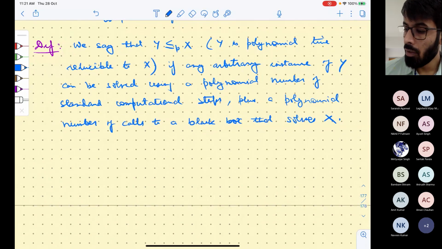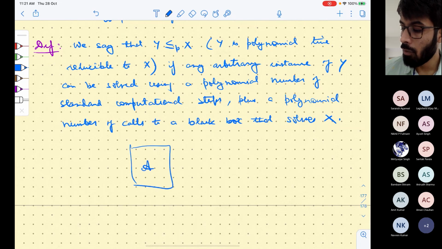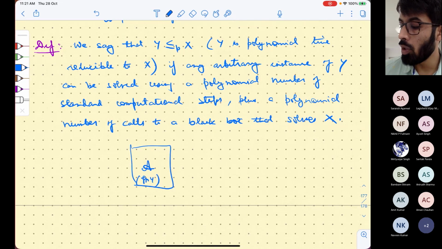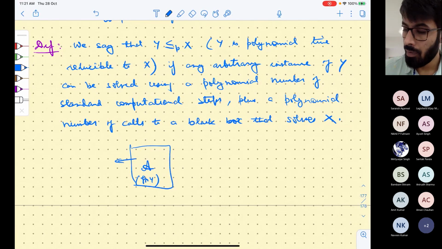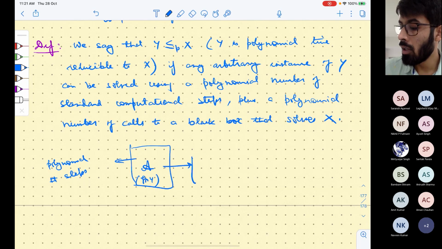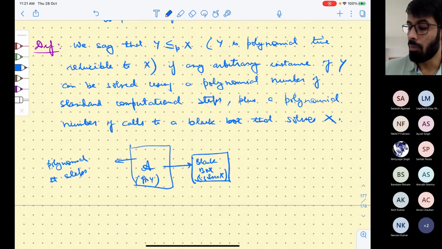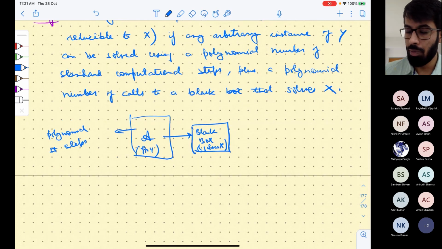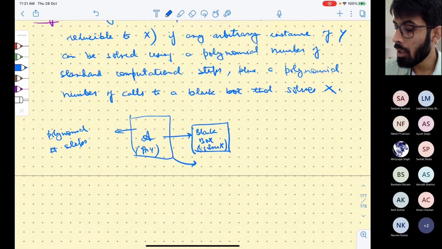So what does that mean? We have this algorithm A for Y. This algorithm takes polynomial time by itself, but it can also call a black box which solves X in one step. The black box just gives you the answer. And it can make a polynomial number of queries to the black box.